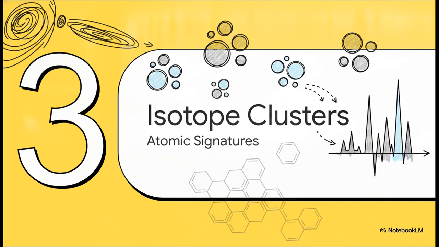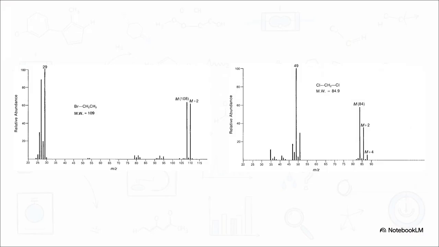Part 3. Decoding isotope clusters. Once we actually know the mass of our suspect, we can start hunting for specific atomic evidence. Molecules in nature just aren't isotopically pure. Atoms have heavier isotopes that occur in highly predictable natural abundances. And these heavier isotopes leave very distinct signatures. Halogens, for instance, act like glowing structural beacons.